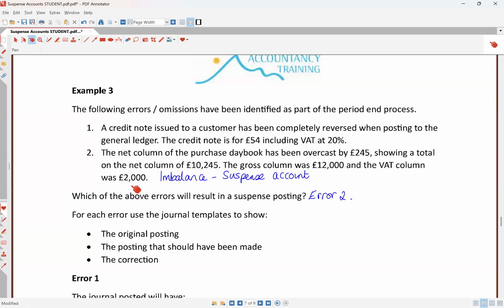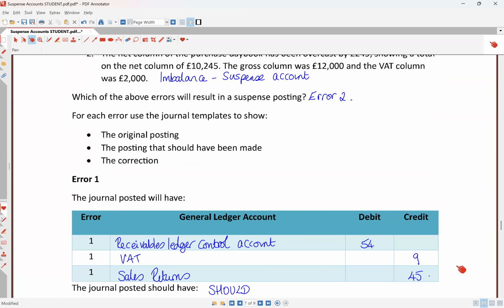Now, your purchase day book, remember, this is a list of all the invoices that have gone into your purchase day book that you owe to your suppliers. So we need to figure out how we would have posted this. And this is one of the key things that will really help you with these kinds of questions. Remember how to do your postings from the day books. So if we've posted a purchase day book, we've got a liability to our suppliers of the gross amount, an expense to our purchases figures, and we reclaim the VAT from HMRC.